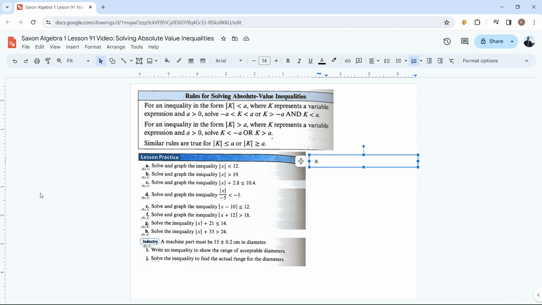Now, we're not going to graph these. I know you guys know how to. We've done so much graphing of these. I'm not concerned that you can graph conjunctions and disjunctions with inequalities.